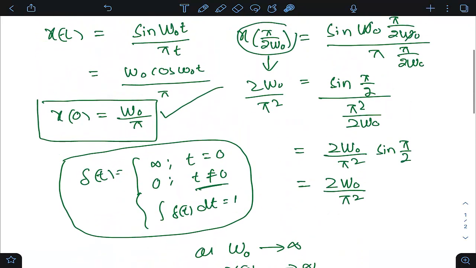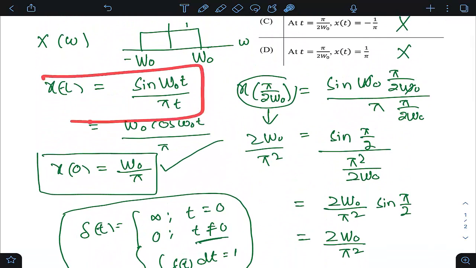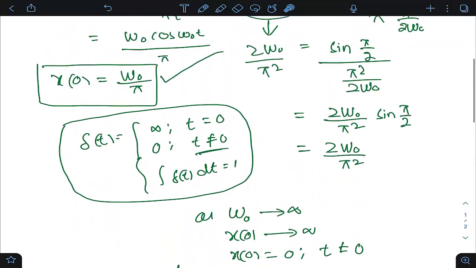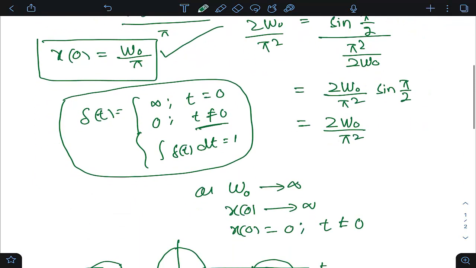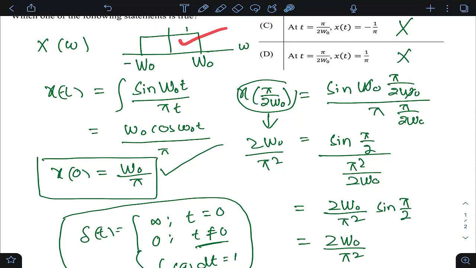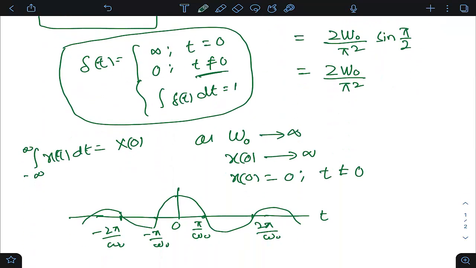And one more thing, students. If I ask you what is the area of this curve, the area of this x of t, that area is basically 1. How do you say 1? Using the central ordinate property, you might be knowing that the integration of x of t dt equals x of 0. So if you are integrating this function, it is equivalent to finding the amplitude of this signal at omega equal to 0. That amplitude is 1. So the area of x of t dt equals 1.